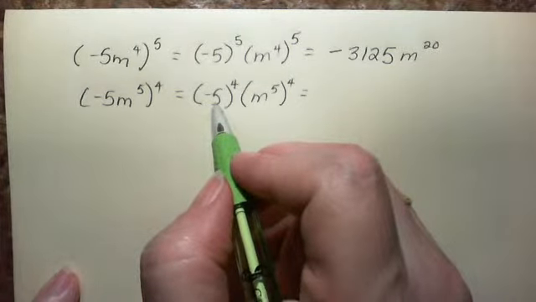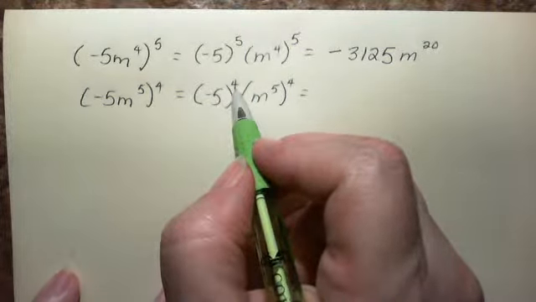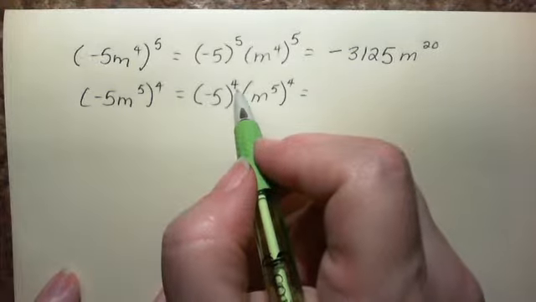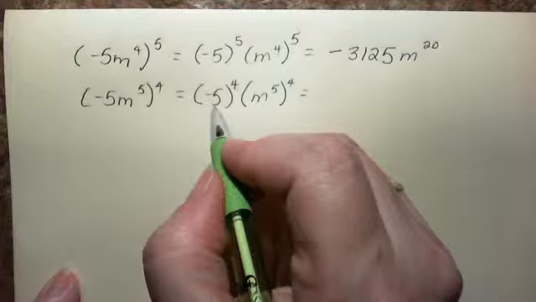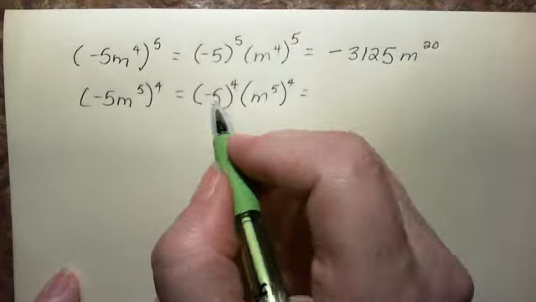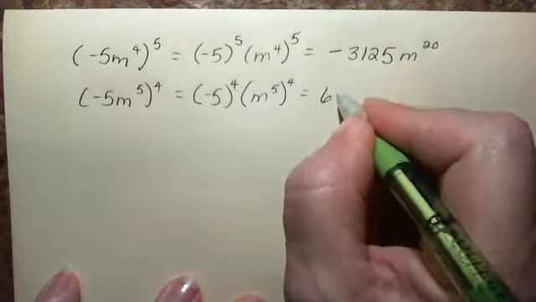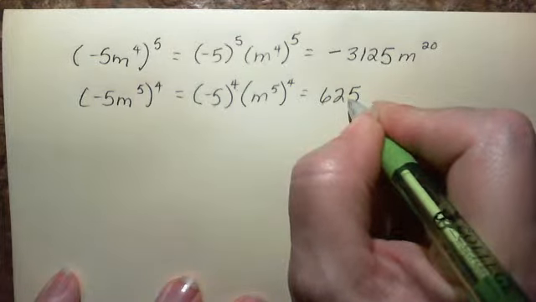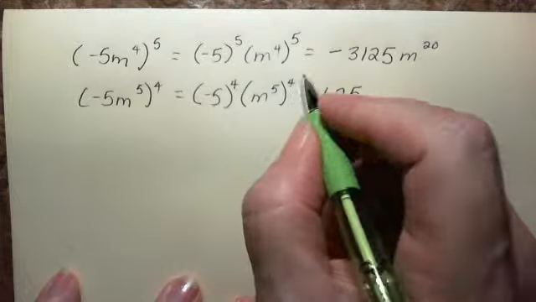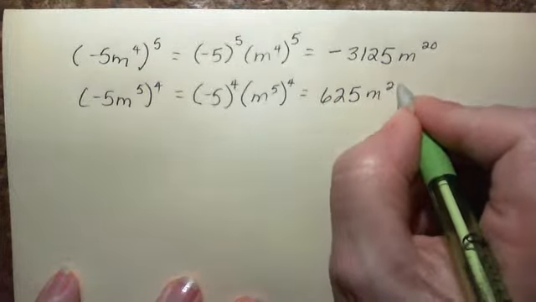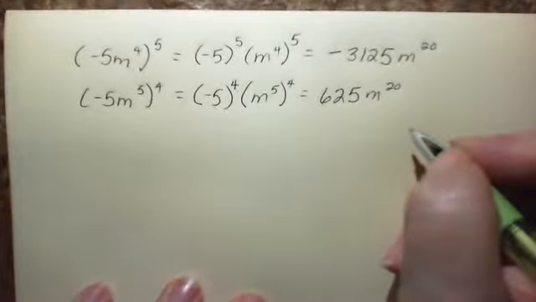This time we're raising a negative number to an even power, so we know the result will be positive. And then you might want to put 5 in your calculator, multiply it 4 times. That gives us positive 625. Now, m, again, this is one base to 2 powers, so we know we're going to multiply those powers. Again, we get m to the 20th.